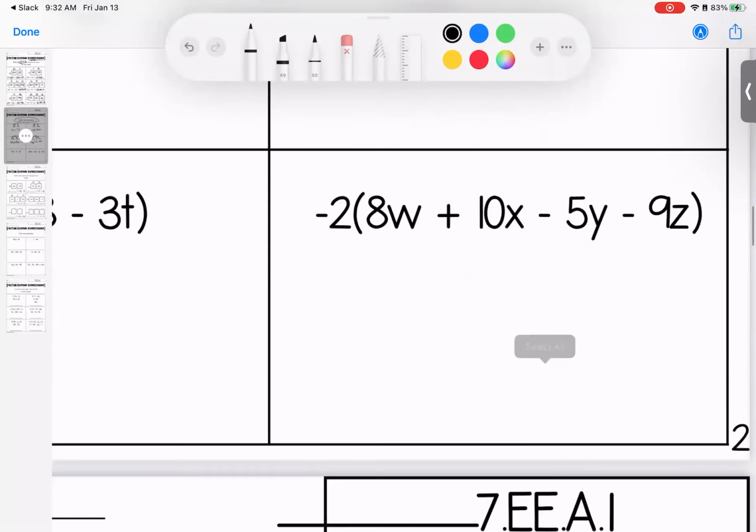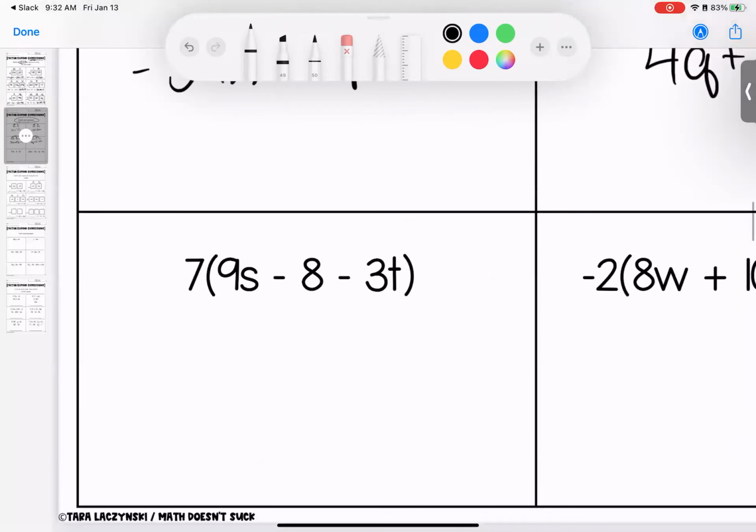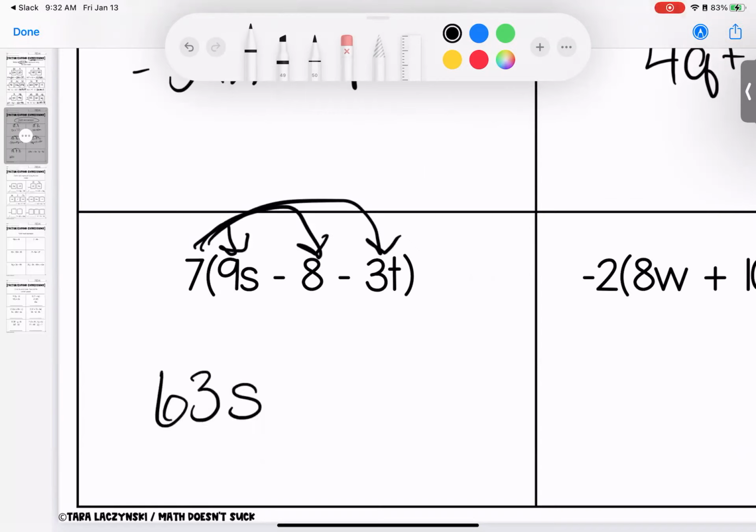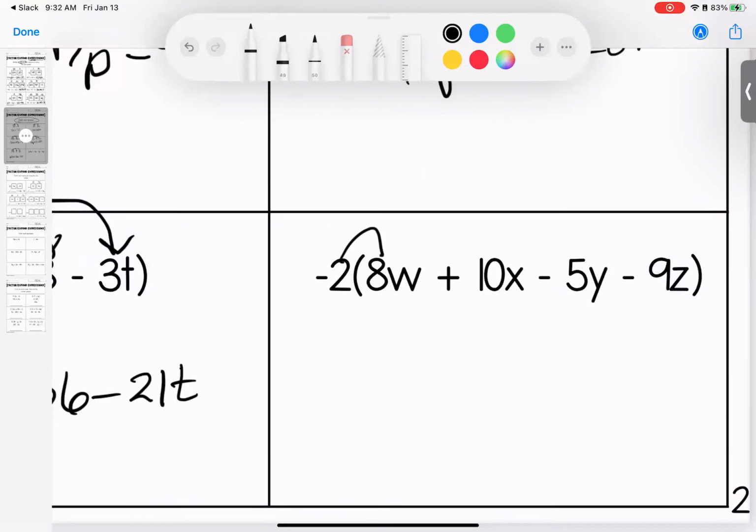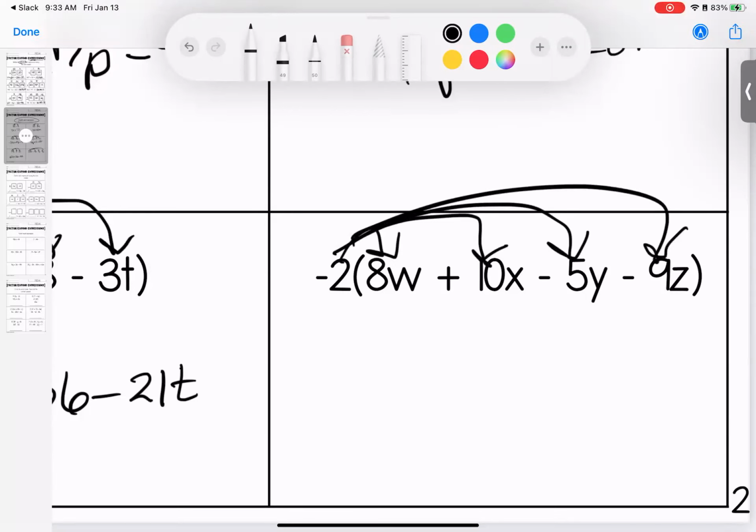Now, if any of these variables were the same, we could combine them further, but so far, the letters have been different. 7 times 9 is 63 with our S. 7 and 8 is 56, but it's negative because the 8 has a negative. 7 times negative 3 is negative 21T. And then the last one on this page, sharing the 2 with everybody. Don't forget the signs.